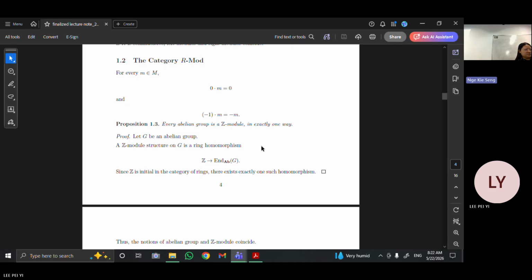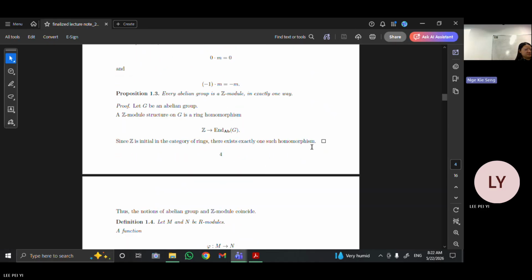And below is a proposition. Every abelian group is an integer module in exactly one way. This proposition is extremely important because it tells us that abelian groups are equivalent to Z-modules. So module theory generalizes abelian group theory.